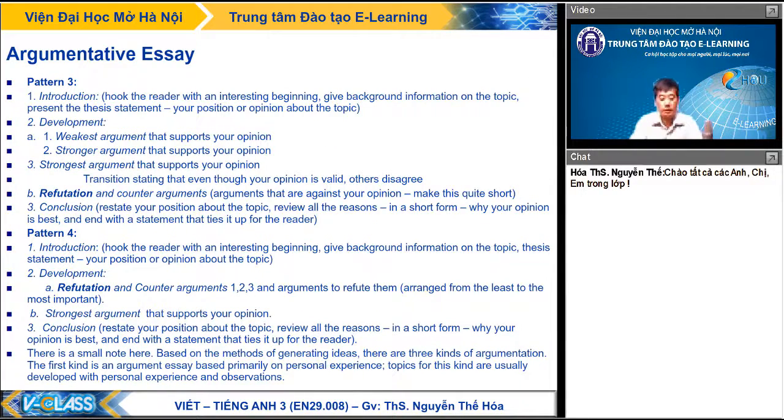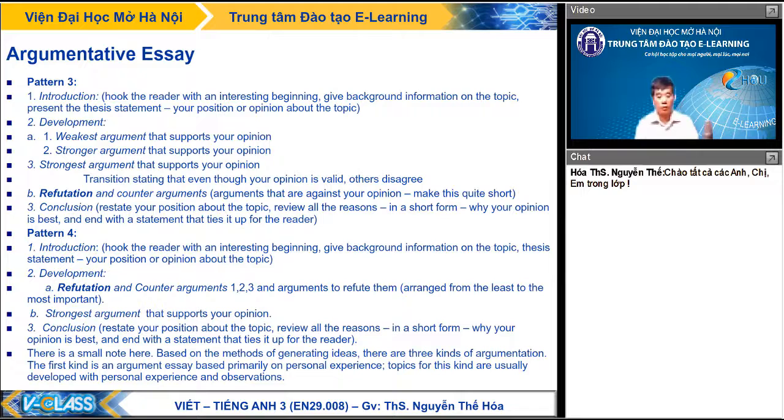And next, pattern 3. In the introduction, you also hook the reader with an intriguing beginning, but you should show your position or opinion about the topic. And in the development, also have the weakest and strongest one. But in this part, you have to mention the refutation and counter argument. And we move on to the conclusion.